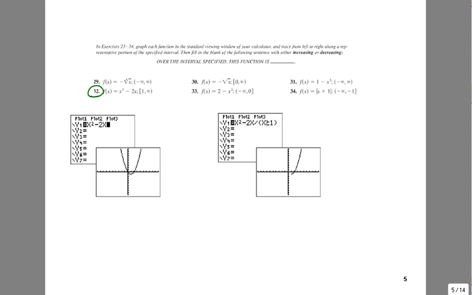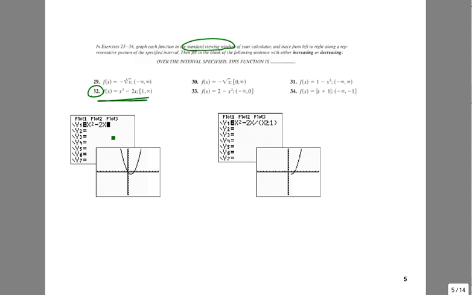Now, the next few problems say to graph the function in the standard viewing window and trace from left to right along the portion of the specified interval, then fill in the blank with either increasing or decreasing. So I have drawn here the graph of number 32, and I have it done two ways, even though it said to do it in the standard viewing window. On my second way, I've changed it, and I'll talk about that.